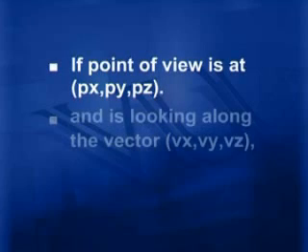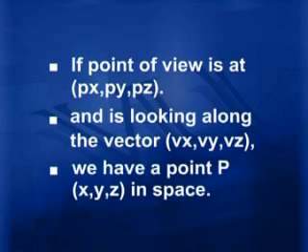Now if we have a point of view at a position px, py and pz, and we are looking along the vector vx, vy, vz, then about a point p x, y, z poised somewhere in the space, using the dot product we can tell whether this point would be visible from our point of view looking along the given vector or not. That's a good use of the dot product.